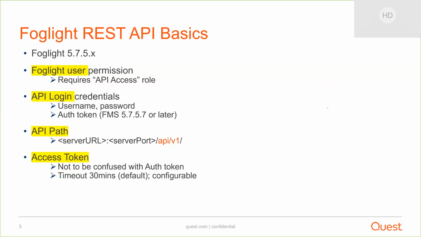And then Foglight REST API. So in the previous slide, we talked about different types of responses that APIs can send. And if I'm not mistaken, all of our APIs are either XML or JSON. I don't think we have any HTML response or a text response. So all of our responses are either XML or JSON.